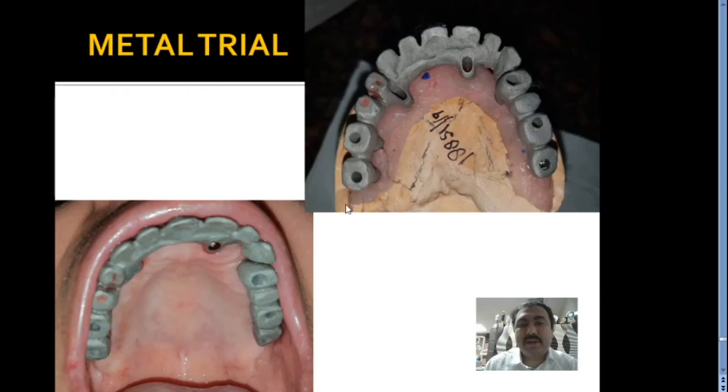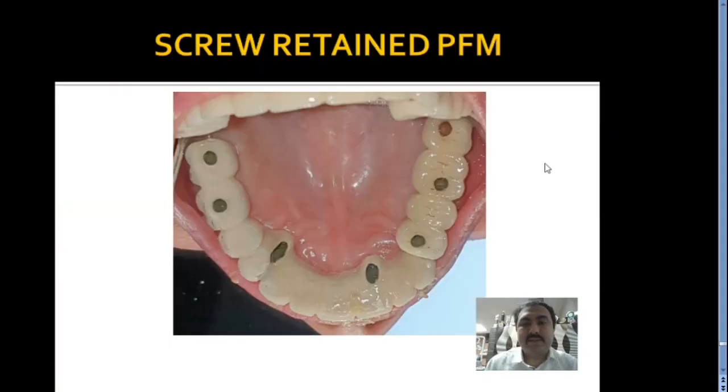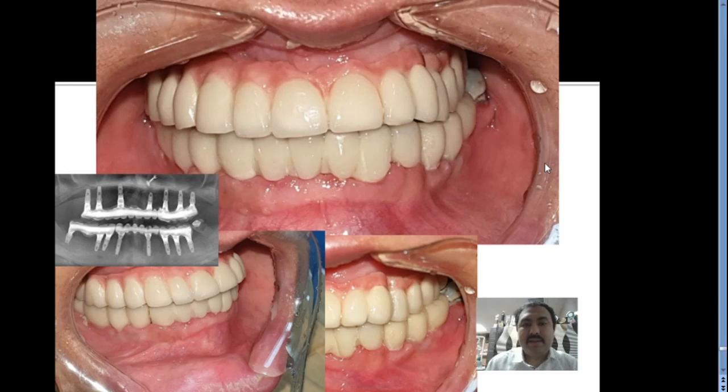The screw retained PFM prosthesis was ready. This was the screw retained PFM prosthesis in the mouth. These were the screw positions that were there. This is the final occlusion that we achieved, the frontal view, the left lateral and the right lateral view.